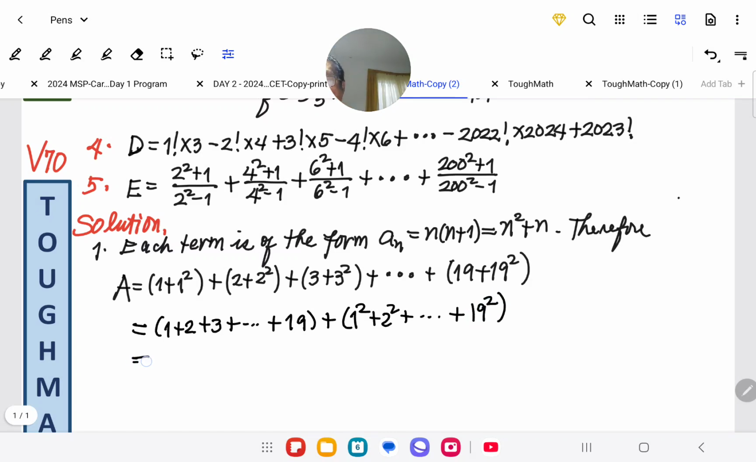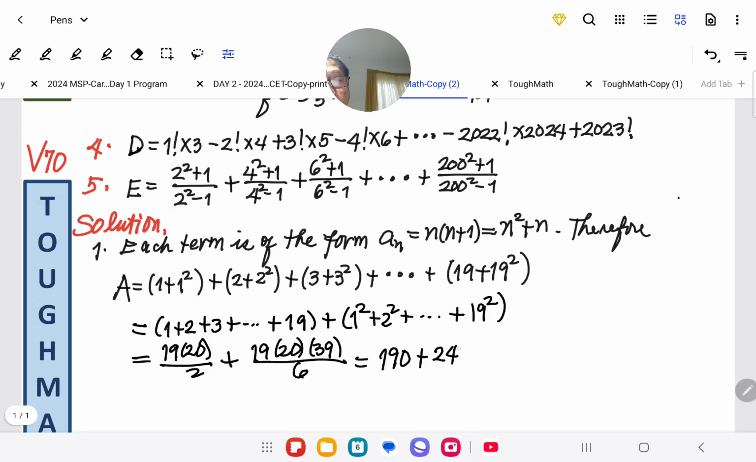Okay, and then using the formulas given above, we have 19 times 20 over 2 plus this one here is 19 times 20 times 39 over 6. This gives us 190 plus 2,470 equals 2,660. So that's for number 1.